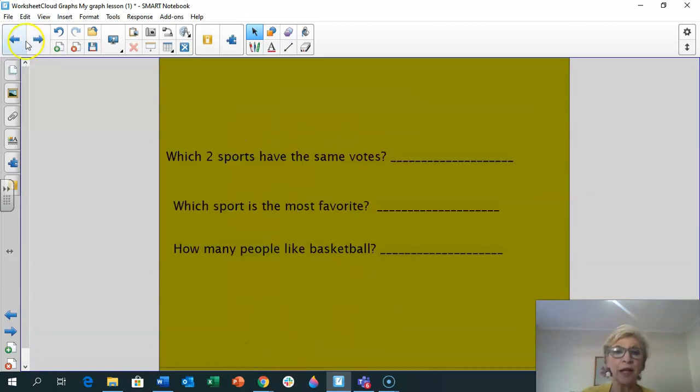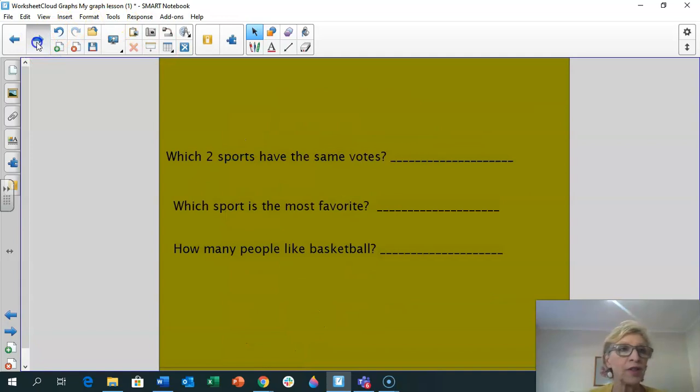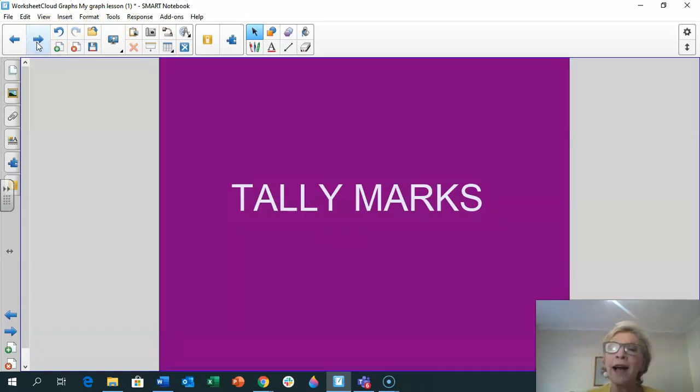How many people like basketball? Well, there's basketball there. Basketball has got 3 times 5 is 15. I'm not going to write all the answers in because we can just do it already now. A new concept that you're going to learn is called tallying or tally marks. This is the way we record information sometimes.